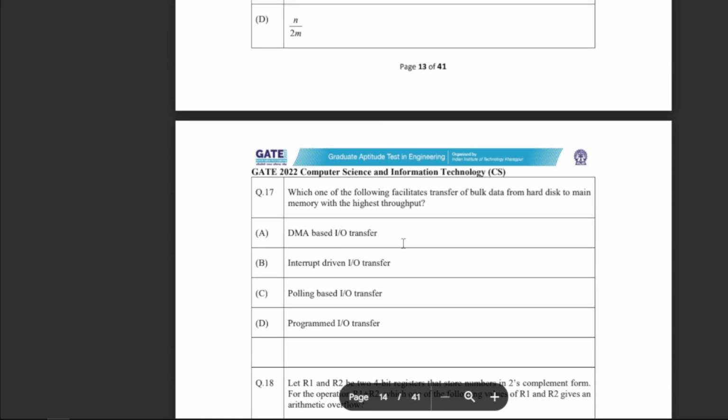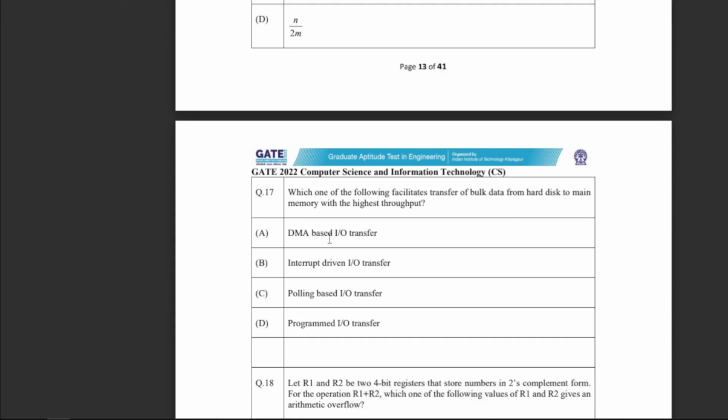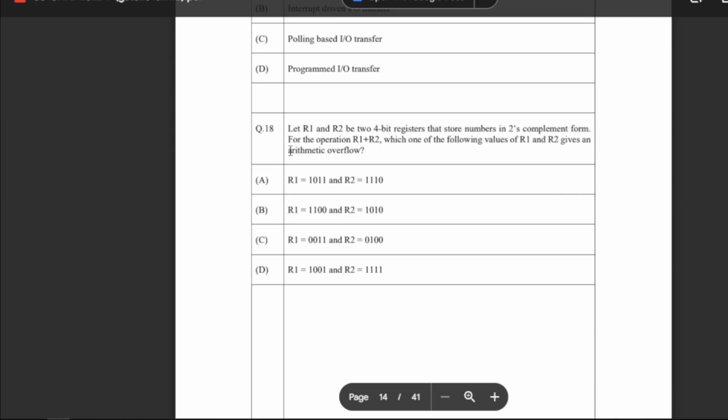Next is 17, which one of the following facilities transfers bulk data from hard disk to main memory with the highest throughput? For 17 our answer is A, that is DMA based IO transfer. Next, let R1 and R2 be 4-bit registers that store numbers in 2's complement form, for the operation R1 plus R2. Which one of the following values of R1 and R2 gives an arithmetic overflow? For 18 our answer would be B, that is R1 is 1100 and R2 is 1010.